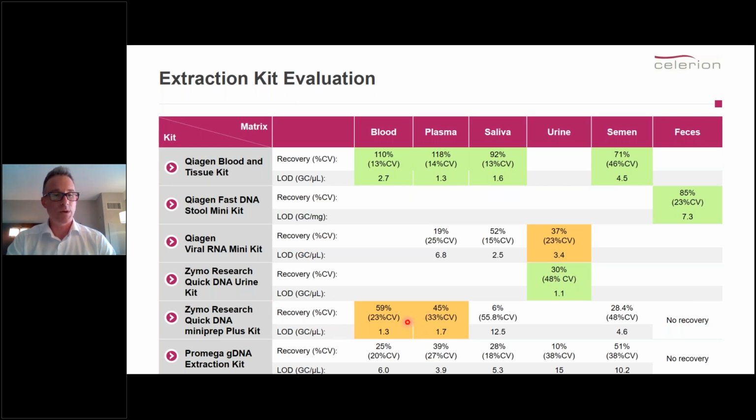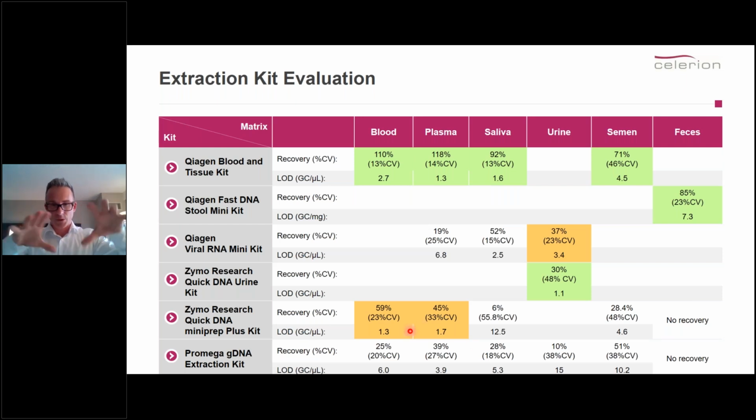The Zymo Research Quick DNA Mini Prep Plus kits as well, they were also suitable, so it showed good recovery, consistent recovery as well. You're allowed to load a lot more onto those kits, so that's why the actual LOD is lower compared to the QIAGEN blood kit again. So this could be an aspect for deciding on which one you want to go for, or if you want to stick with one kit and have that used throughout. Again, that could be a justification for going for one kit over the other.